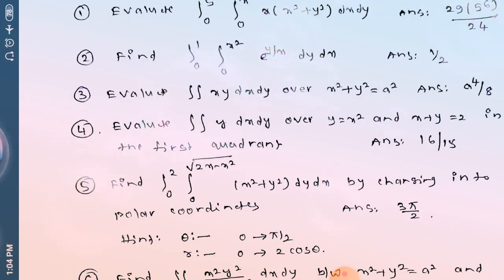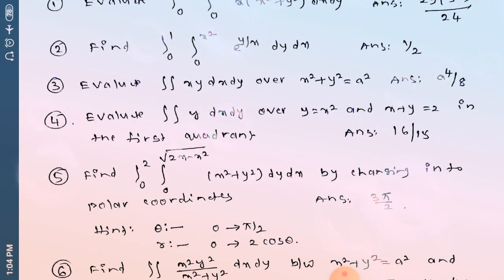Whenever you are using the technique of changing into polar coordinates, as I told you in the procedure, you first change the variables x and y into r and theta. From that you can directly find x equal to r cos theta and y equal to r sin theta. After that, it has to satisfy the condition x square plus y square equal to r square. Now we need to find dx dy, which is nothing but r dr d theta.